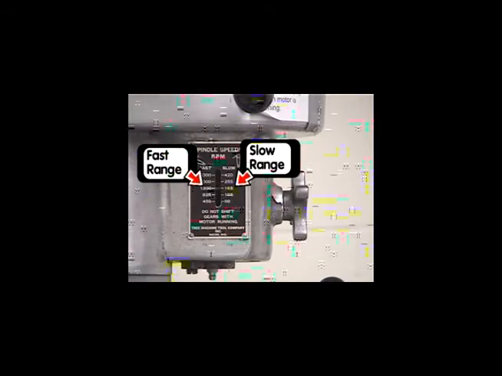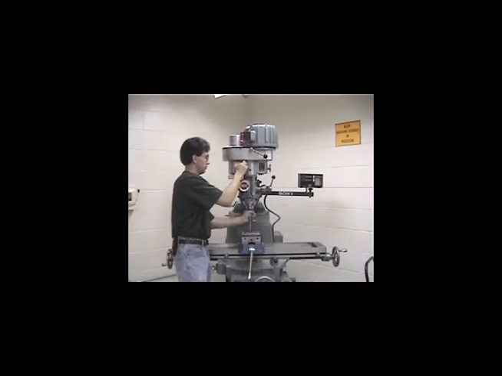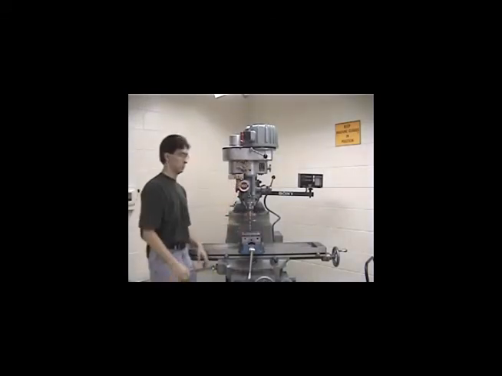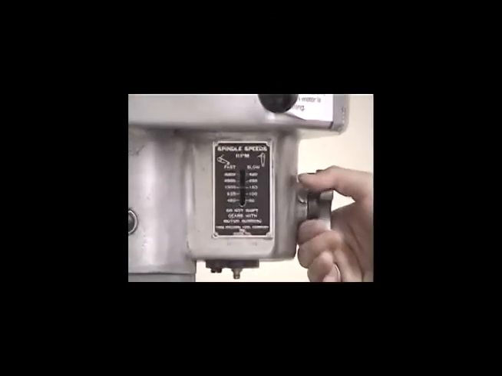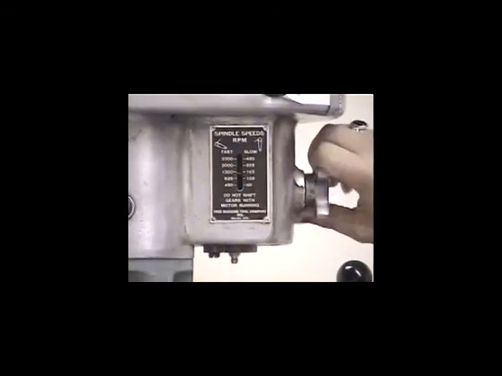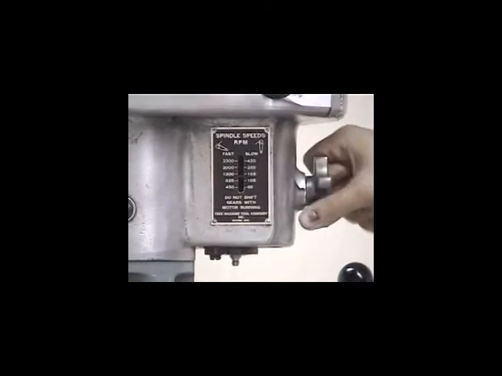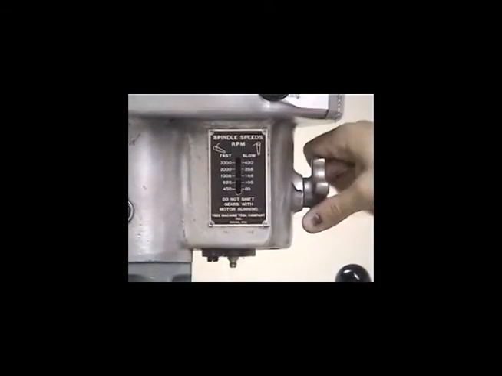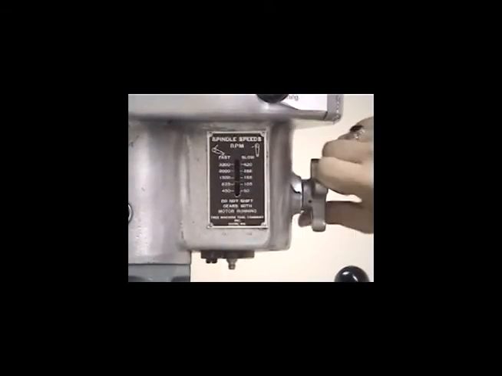Within either range, the speed is continuously variable. Faster is not always better. Important: only change the speed range with the motor off. Only adjust the speed within a range with the motor on. In general, for all machine tools, adjust discrete speeds with the tool off and adjust continuously variable speed with the motor on.